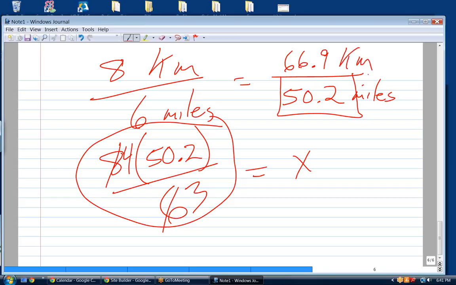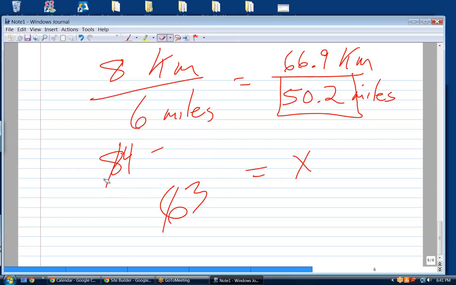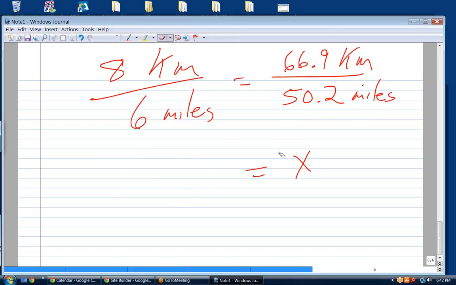Kilometers. Does that figure make sense? Yep. Yeah, because the 50 is almost 10 times bigger than 6, so this should be almost 10 times bigger than that. Okay?